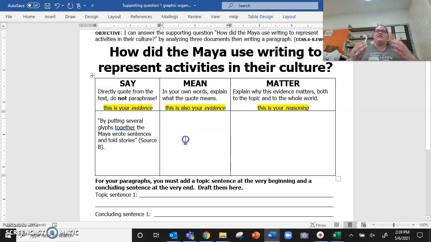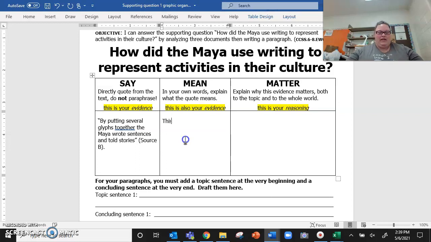So, think to yourself, of these 2 things, writing sentences and telling stories, which is the most important? Telling stories, right? Now ask yourself, why do people tell stories? Not even just the Mayans, but people in general. Why do human beings tell stories? Yeah, we tell stories to communicate and to express ourselves, right? The Maya were not any different.